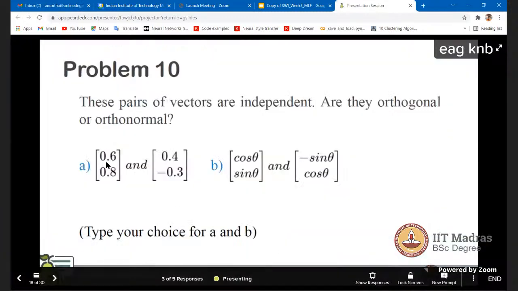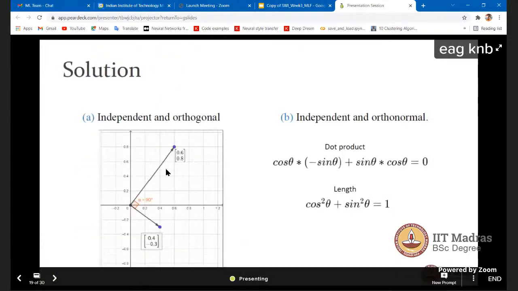Your first pair, these two vectors are orthogonal to each other because their dot product is equal to 0, but they are not orthonormal. Why? Because they do not have unit length. But these two vectors are orthogonal also, and in addition to that, their length is equal to 1. If you plot it, you will find 0.4 comma minus 0.3 and 0.6 comma minus 0.8 are exactly at 90 degrees, so they are orthogonal to each other.